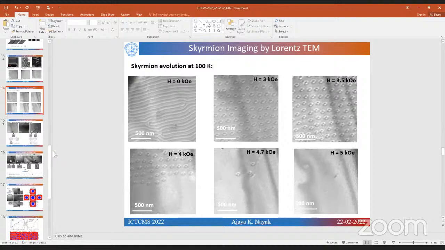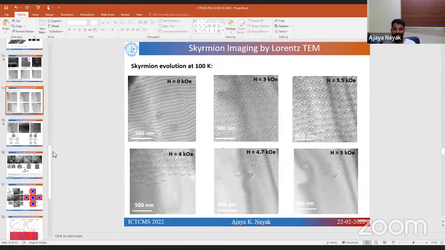Sir, I have a question: how have you differentiated the bubble from the skyrmion? On the basis of simulation, by topological charge calculation, we can get an idea about whether it is a bubble or a skyrmion. But from the experiment, sir, I did not understand.